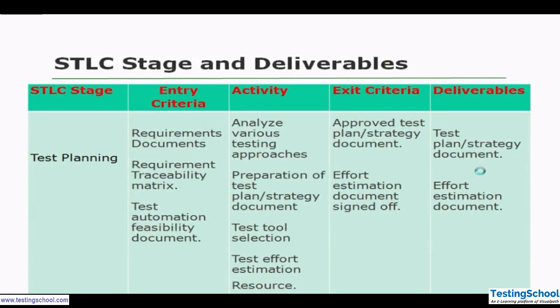So what do we do in the test planning? In the test planning, we do the requirement document creation. We create the requirement traceability matrix. We get the test automation document. So in the test planning, we get certain documents like the requirement document, traceability matrix, and the test automation.